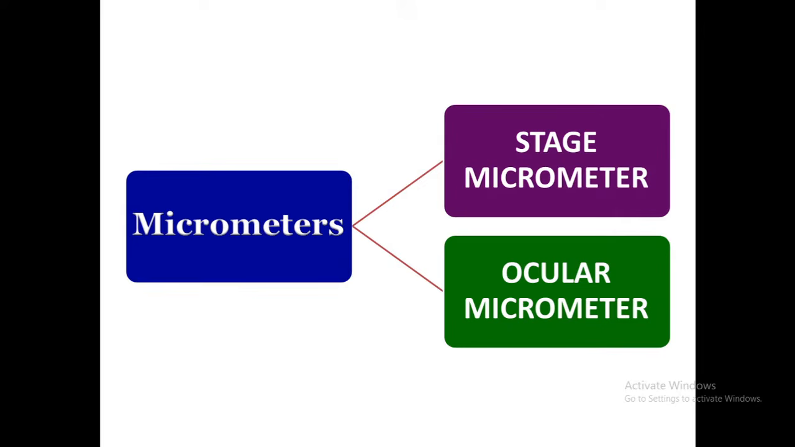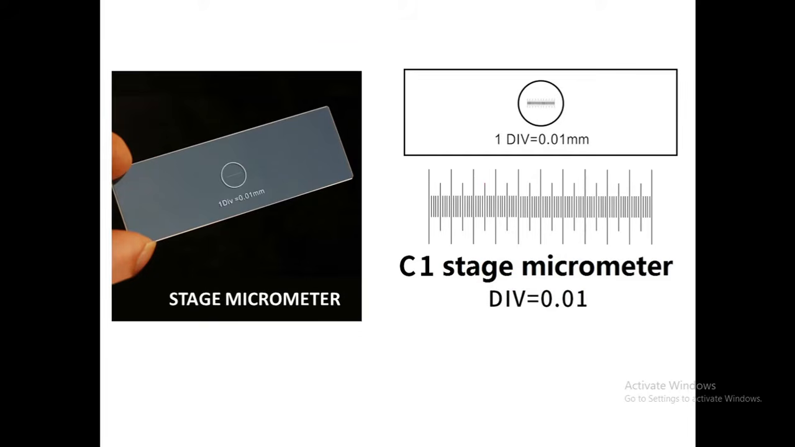One of them is known as the stage micrometer. It is a special glass slide which is clipped to the stage of the microscope. It has standard markings on its surface which are generally 10 micrometer apart, or we can say that each mark on the stage micrometer is 10 micrometer away from each other.